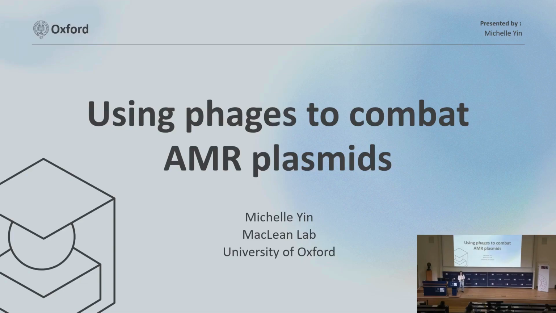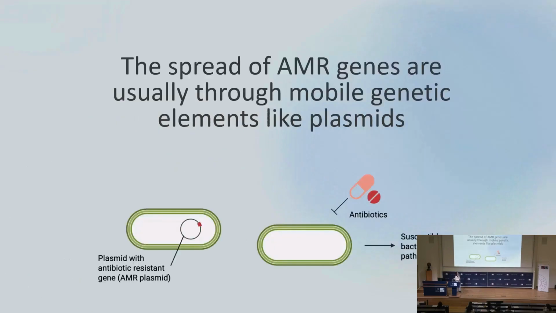So as introduced, I'm Michelle. I'm currently a PhD student at Professor Craig McLean's lab here at the University of Oxford. And I'm going to tell you a bit about my PhD project, which is to use phages to combat AMR plasmids.